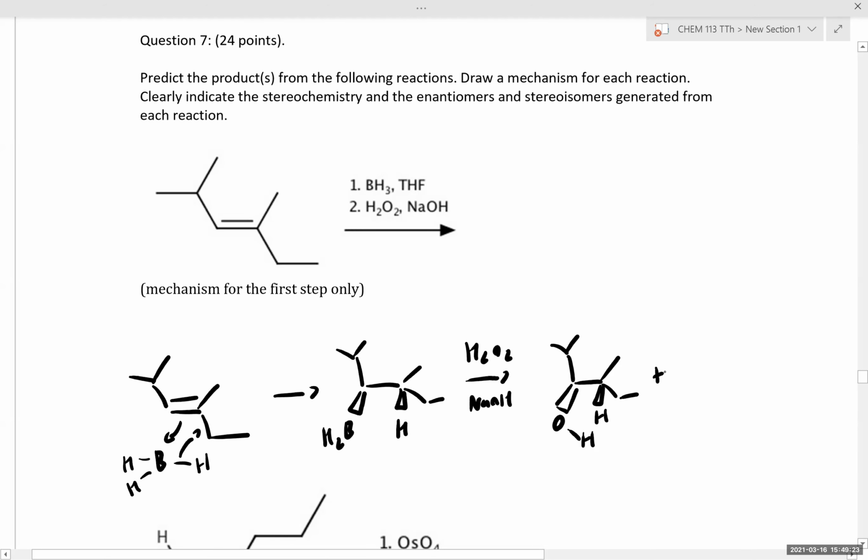Do we put plus enantiomer in this case? Yes, because we can have approaches from either the top or bottom face. Does this make sense for this first example? We talked about this method to prepare alcohols. Remember, hydroboration follows anti-Markovnikov regiochemistry and syn stereochemistry.